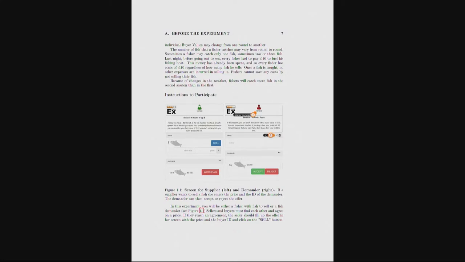And then there is this introduction of what they will see. In their particular session, they will see how many fish they have. They have one fish. They have to decide what the price is, so they have to negotiate the price. And then they make an offer, and the other one can accept or reject the offer. So this is just the explanation.